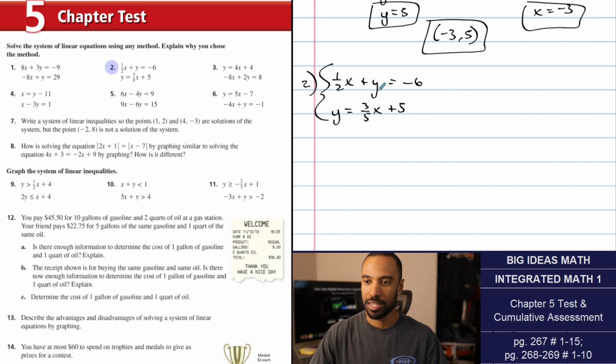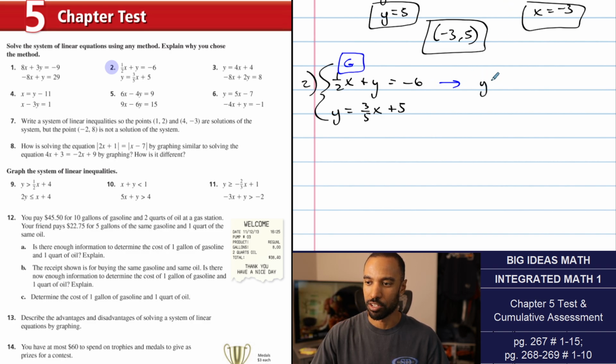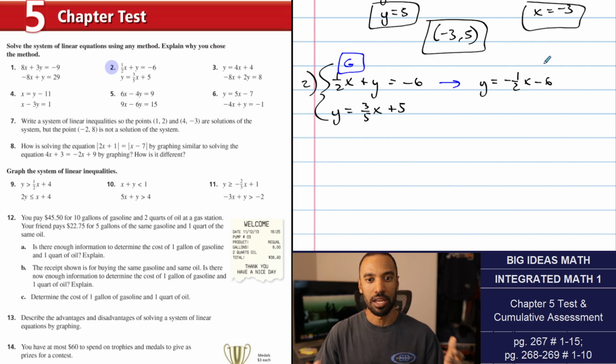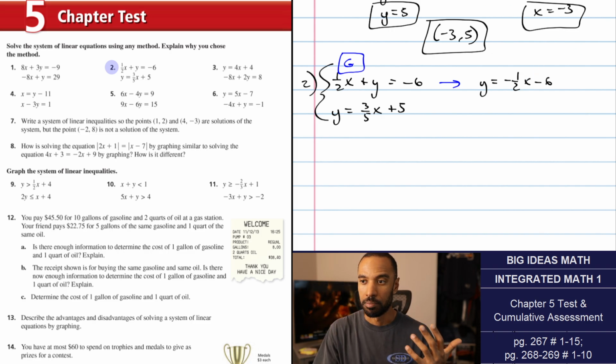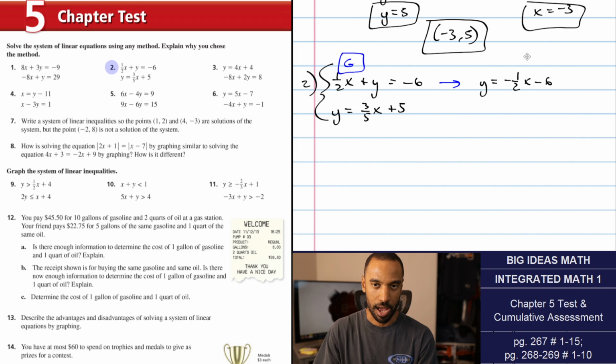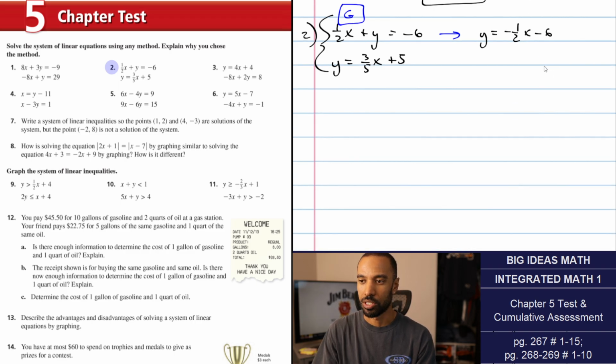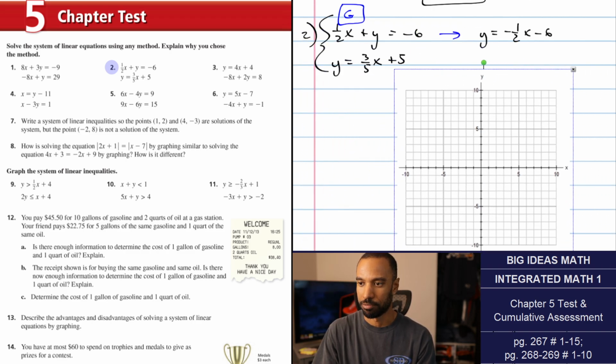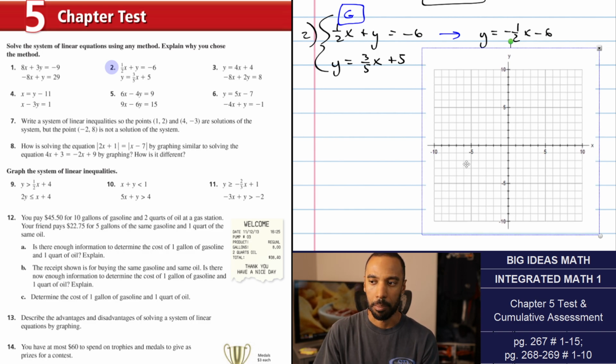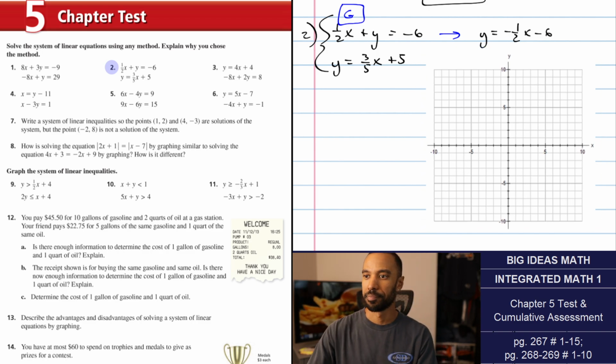So I'm going to rewrite this top equation by subtracting 1/2 x from both sides. Now, my only hope is these intersect within the scale from negative 10 to 10. I have no idea if they do or not. So let's go ahead and see what this will look like as a graph. I'll do the top one in blue and the bottom one in green, okay?